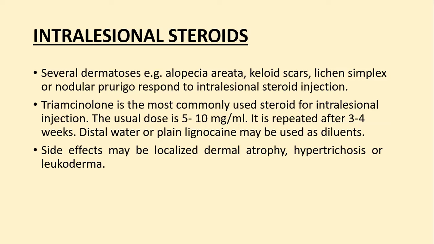If you are going to give 5 mg per ml, then you are going to take 12.5 units of triamcinolone in an insulin syringe and the rest either normal saline or lignocaine. Side effects may be localized dermal atrophy, if you give a high dose of steroid more than 10 mg per ml and a large amount of volume as well, and hypertrichosis and leukoderma.